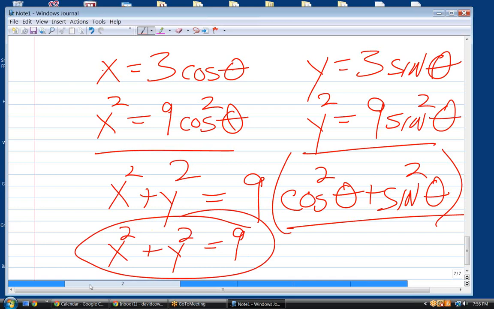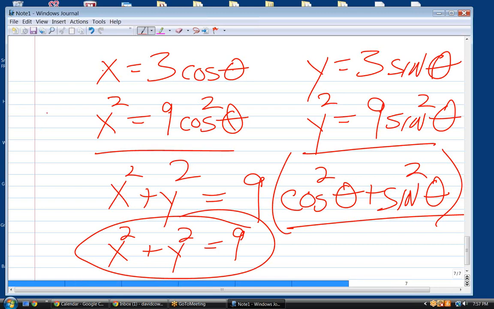And what does it say about theta? Goes from 0 to pi, right? Not 2 pi? Yeah. That's because the circle will be traced out by the time it gets to pi. If you go 0 to 2 pi, it'll trace it twice.